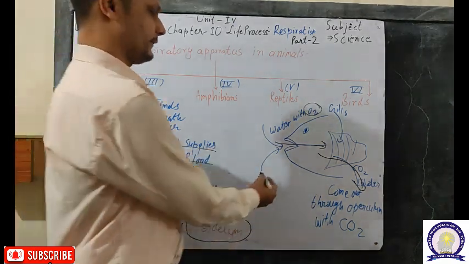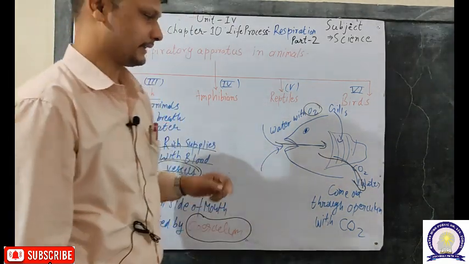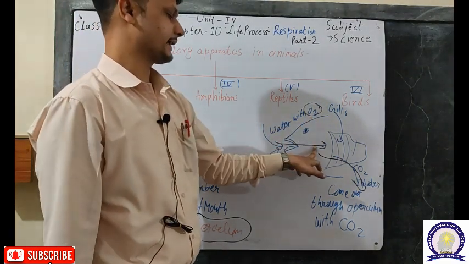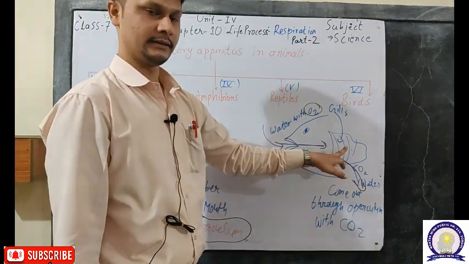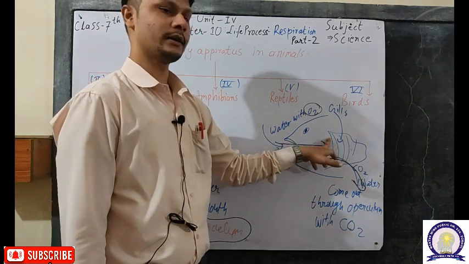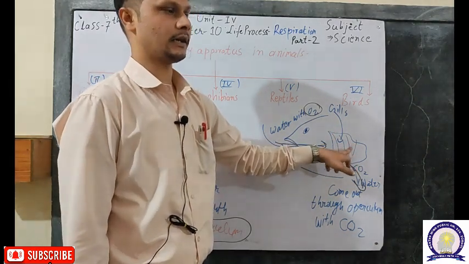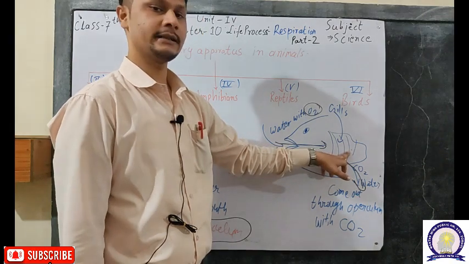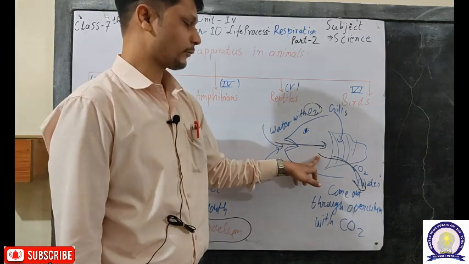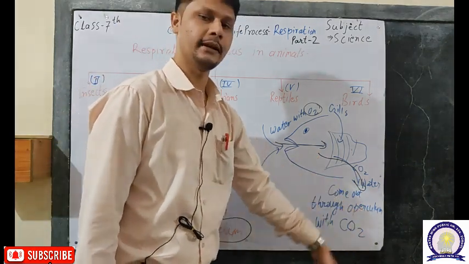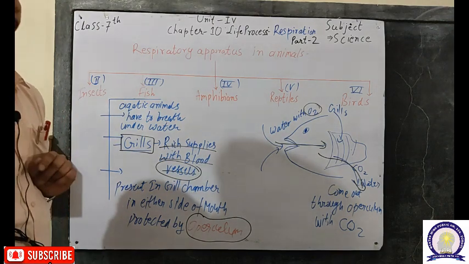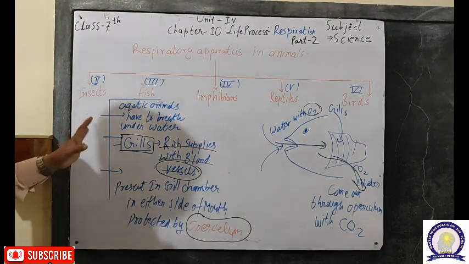So whenever the fish drinks the water they are living in, which has some dissolved oxygen, this oxygen directly contacts the gills. In the gills the blood capillaries are present, and the oxygen present in the water diffuses into those blood capillaries, and the carbon dioxide present in the blood vessels comes out into the water and goes out through the operculum and out of the body. This is how the respiratory apparatus works in fishes and most of the aquatic animals.